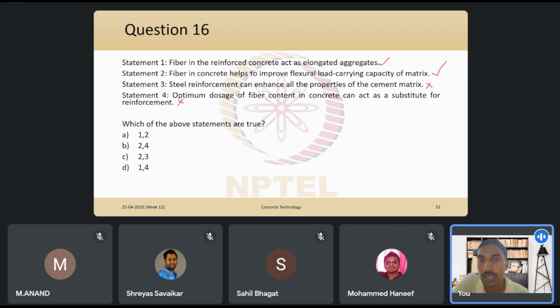You still need rebars, all right, but it will definitely improve your flexural load carrying capacity, right? So having fiber content is not a replacement for reinforcement, right? So therefore statement 4 is also incorrect. So out of the four, only 1 and 2 are correct. Therefore the right option is option A.